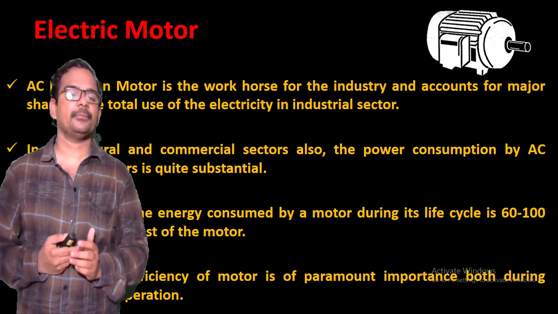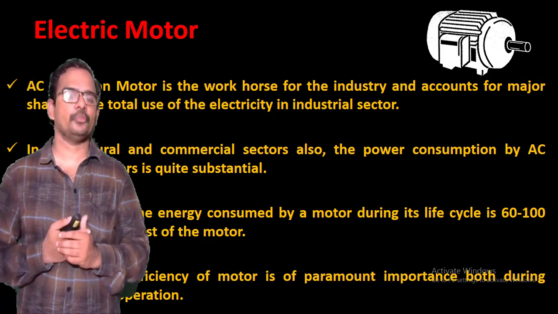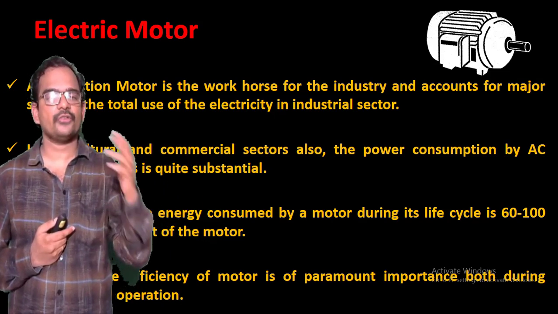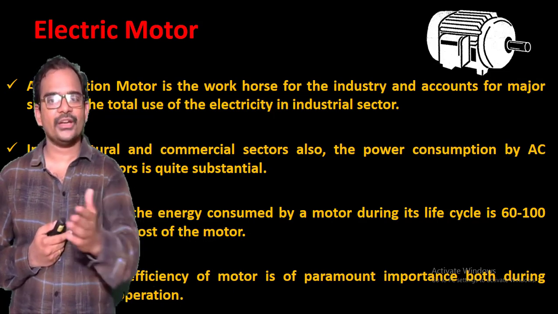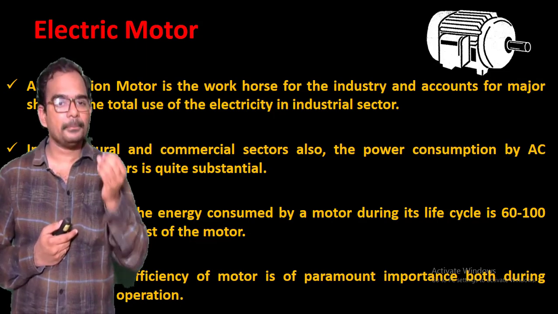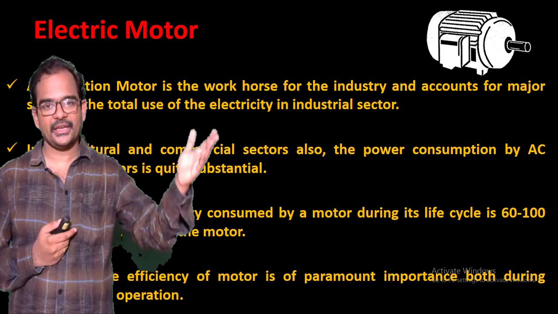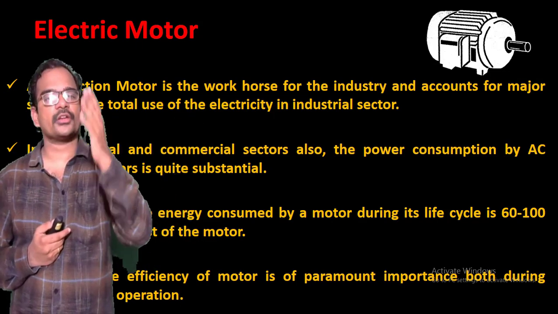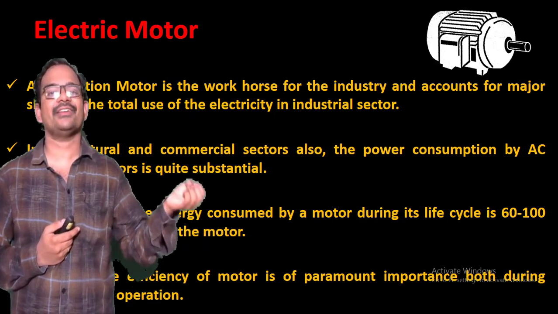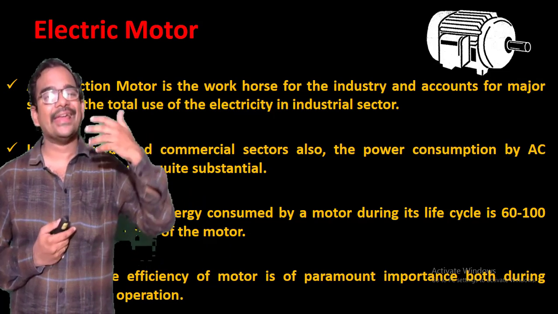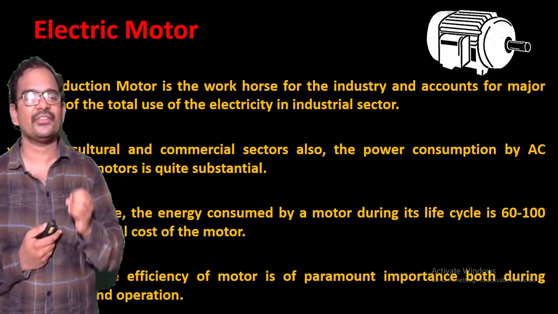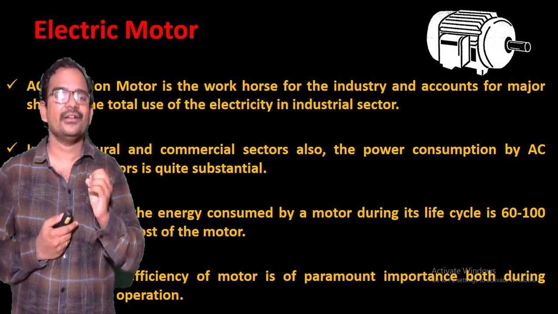Say, for example, the cost of the motor is 2000. You purchased it by paying 2000. The motor will be running for 10 to 20 years. Over this period of 20 years, every year you are paying 2000 in electricity bill. So for 20 years, how much are you paying? 2000 into 20, which is 40,000. But what is the cost of the motor you purchased? 2000. So the cost of the motor is very negligible compared to the electricity bill you pay because of this motor during its life cycle. It will be more than 60 to 100 times the cost of the motor.